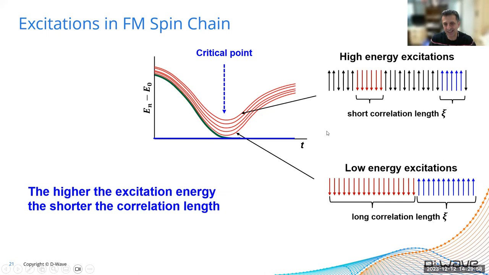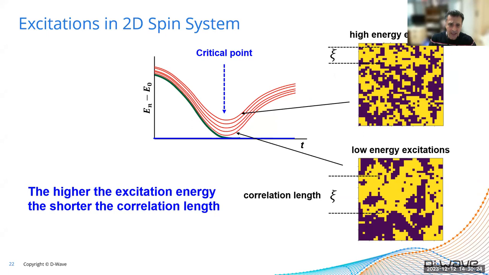And if I define a correlation length as the average size of these domains, then this means that the higher I go in energy eigenstates, the shorter the correlation becomes. And there's an inverse relation between the energy and the correlation length. This is not just for 1D; for 2D and 3D, it's the same thing. So the higher the energy you go, the shorter the correlation length, and the smaller the domains, or the ordered domains, that you find.